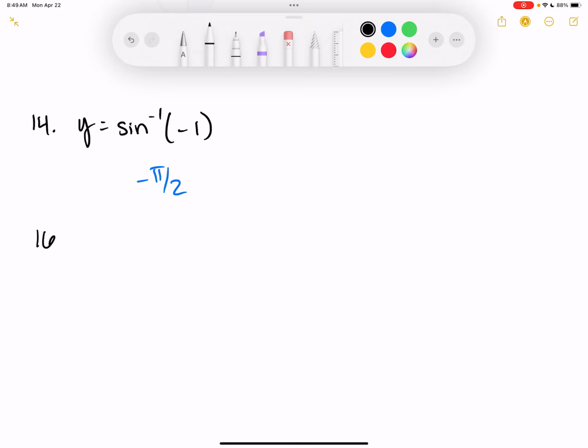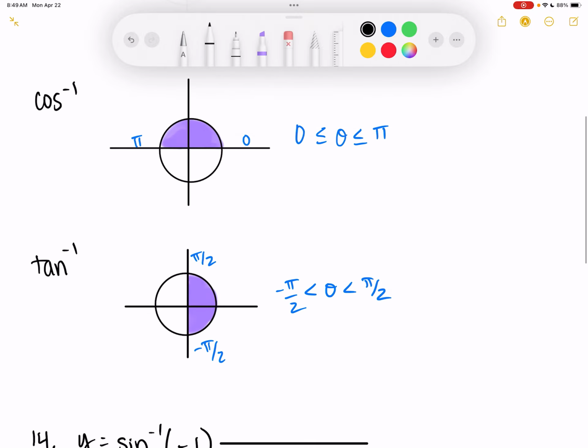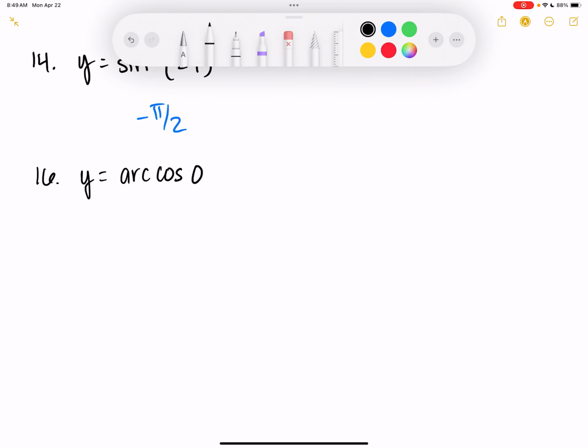16 is y equals the arc cosine of 0. So this is the other way that it can be written, but it means the exact same thing. So I know that cosine can only exist on the top. So I'm going to find where cosine is equal to 0. So I'm looking for the x value being equal to 0. So that's up here. And I look for that angle value, and that's pi/2. So my answer is pi/2.